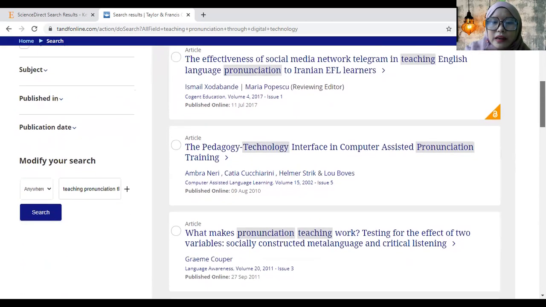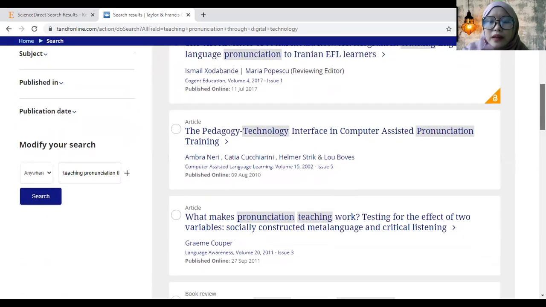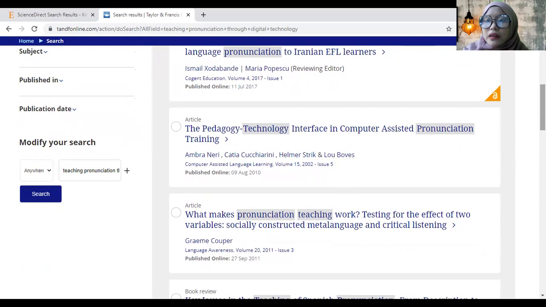Have a look at another article title. Technology, yes. Pronunciation, yes. But have a look at here. The year is 2002. 2002 is not in our search coverage. So it should be from 2011 to 2021.